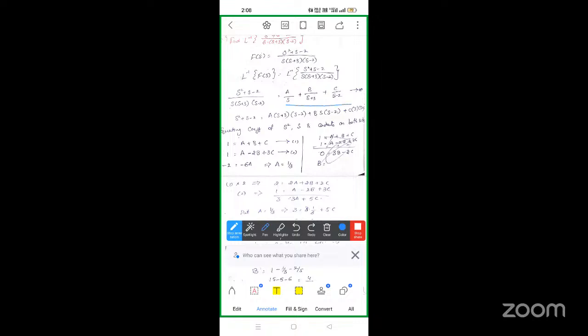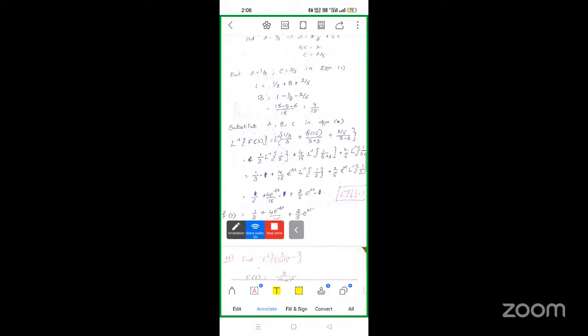So substitute these A, B, C values here in equation star, or equation 1. So replace A equals 1 by 3, B equals 4 by 15, C equals 2 by 5.